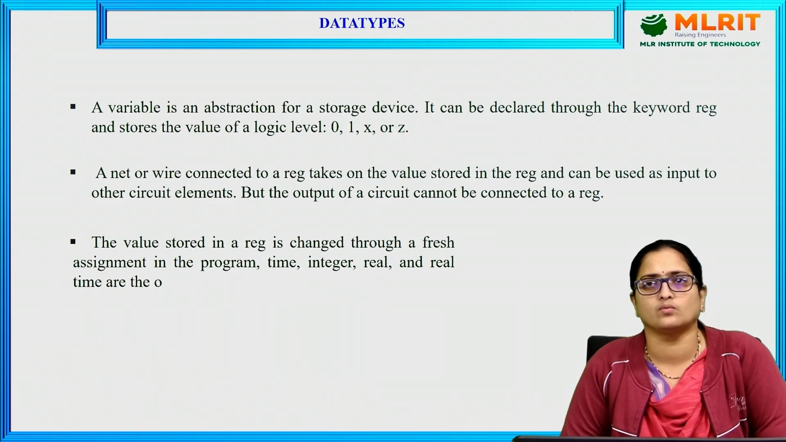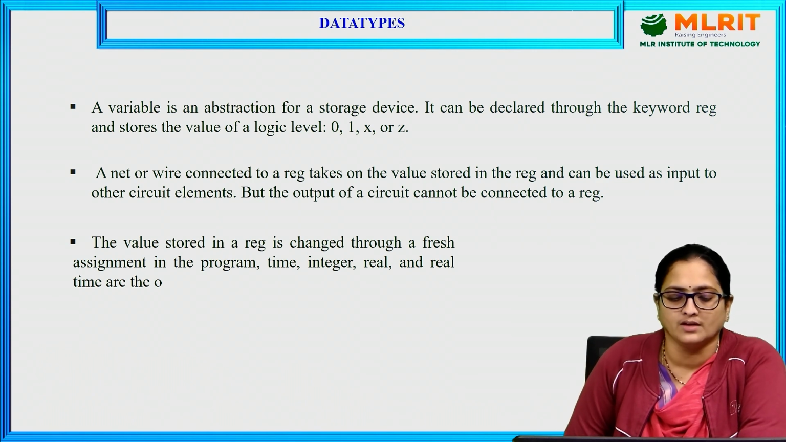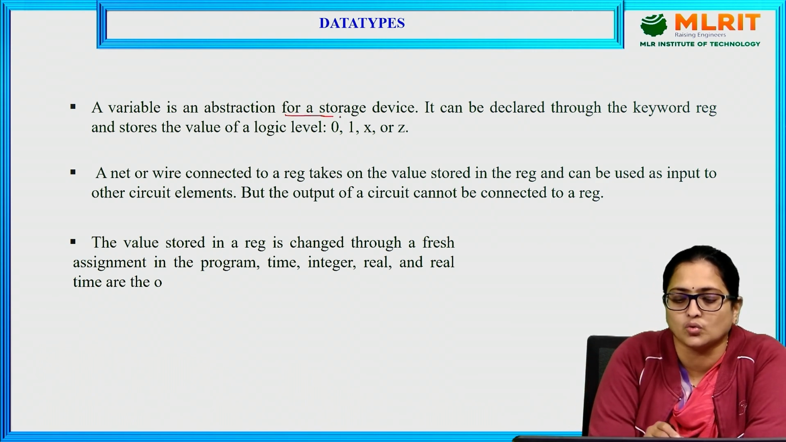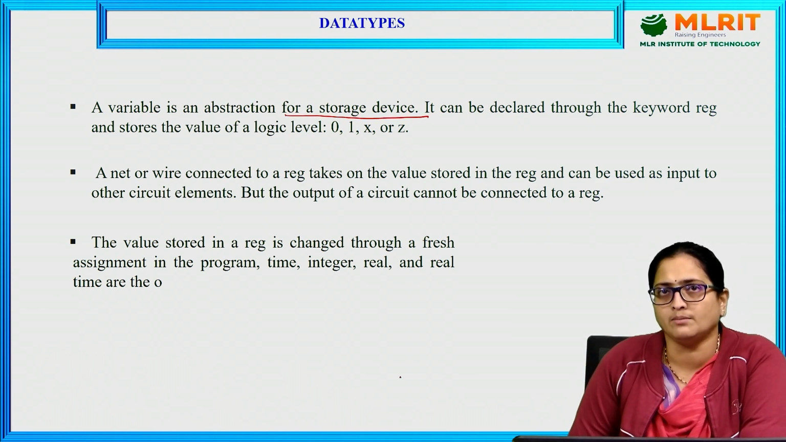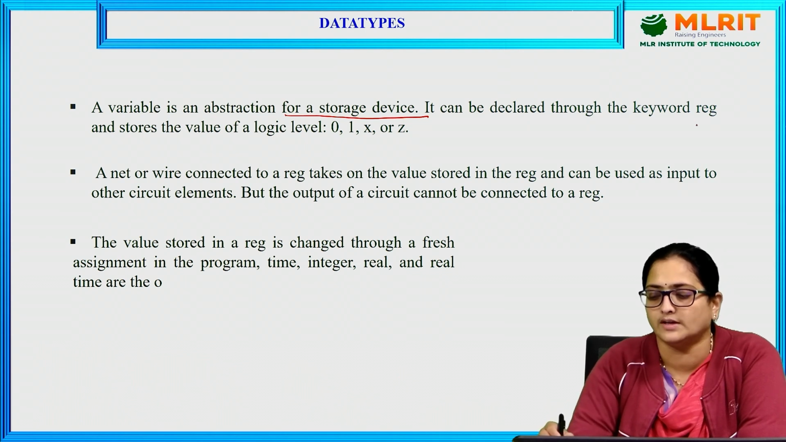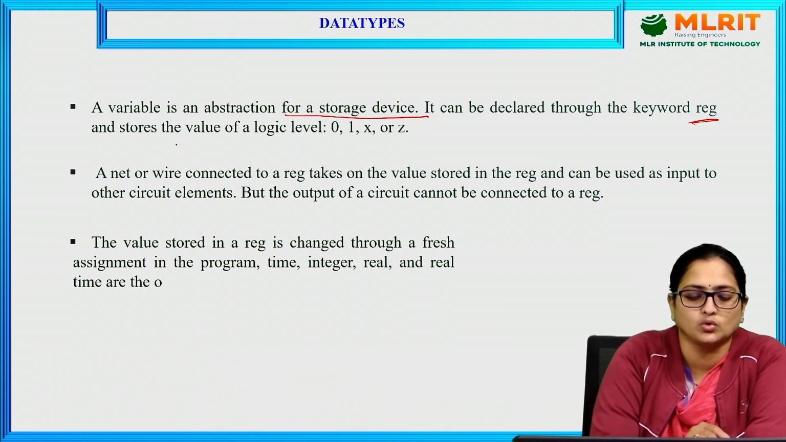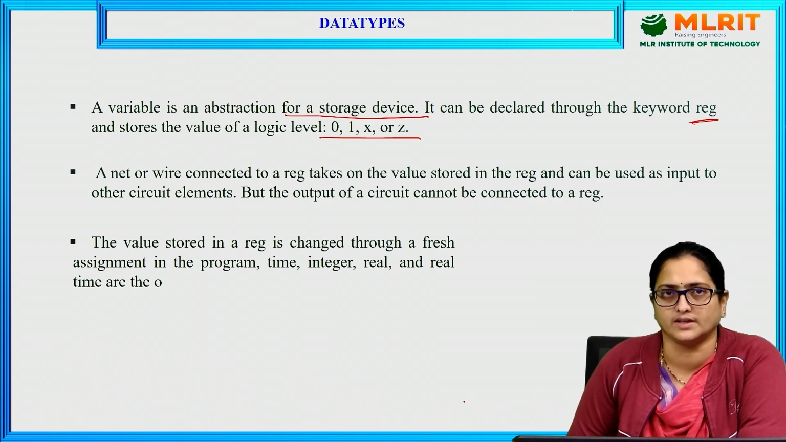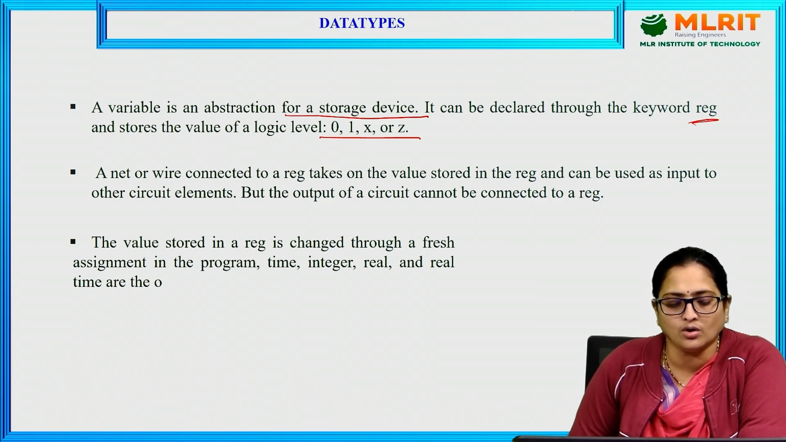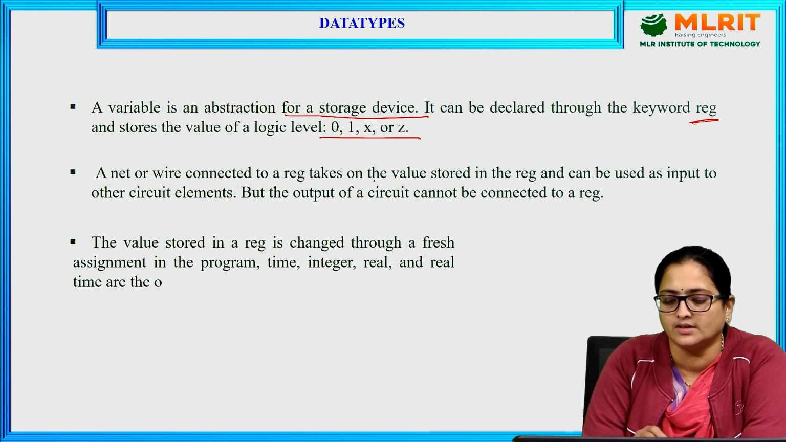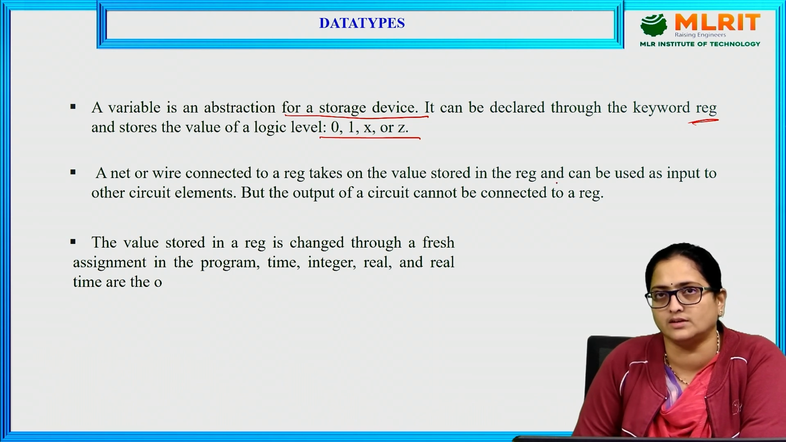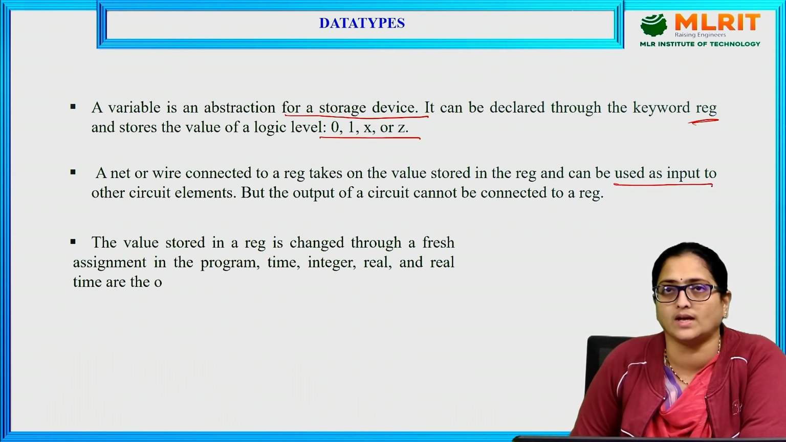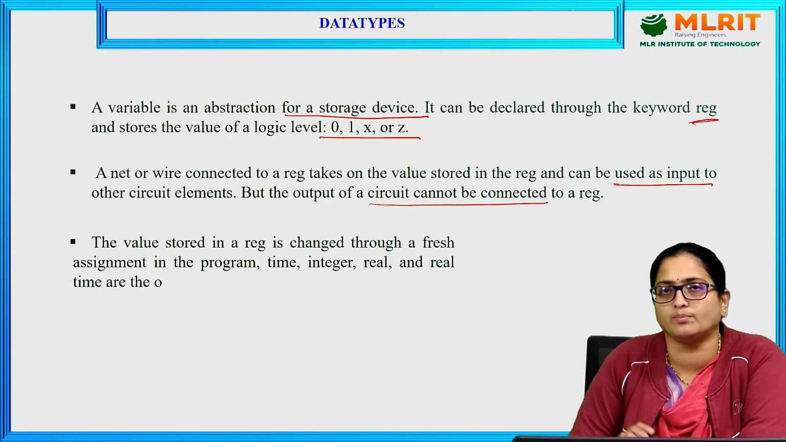The next one is the variable data type. It is an abstraction for a storage device. It can be declared with a keyword called reg (register) and stores the value either 0 or 1 or X or Z. A net or wire connected to a register takes on the values stored in the register and can be used as an input to other circuits. But the output of a circuit cannot be connected to the register.